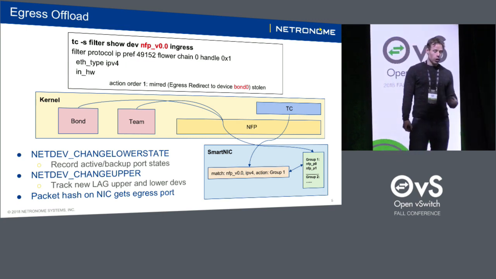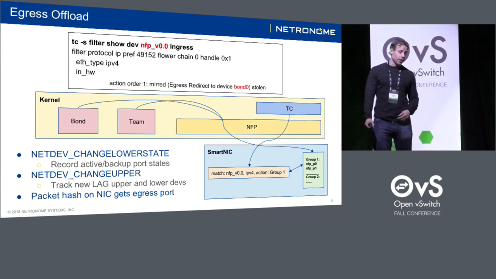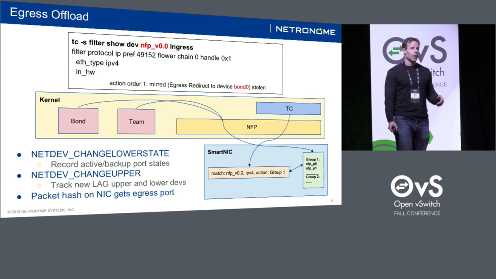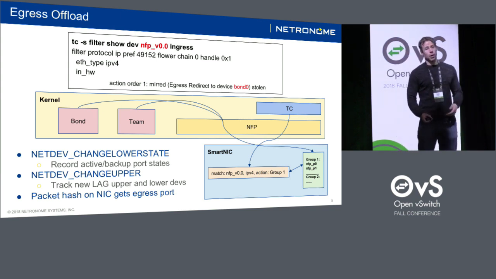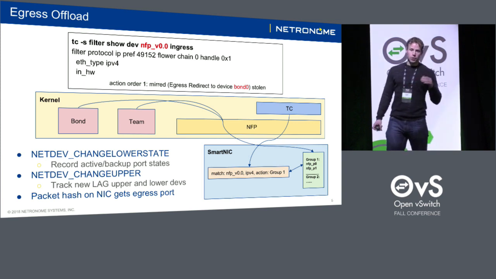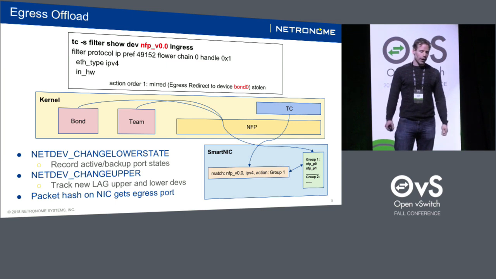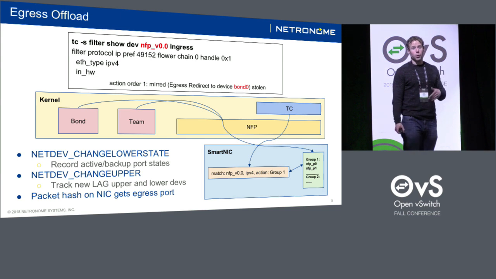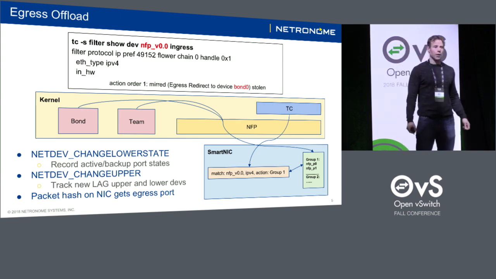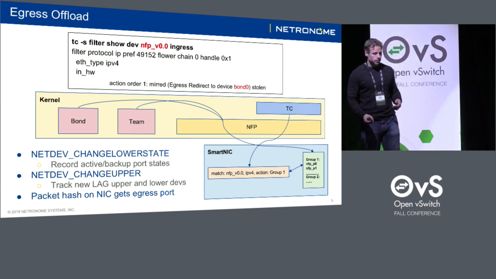Effectively, at the kernel layer, our driver registers for net device notifications, namely the change lower state and the change upper notifications. And these are triggered by the bond driver and by the team driver when, say, a new upper layer master bond device is created, when lower level devices are added to a bond or a team device, and when ports are put up and put down by the actual bond to create this active backup setup.